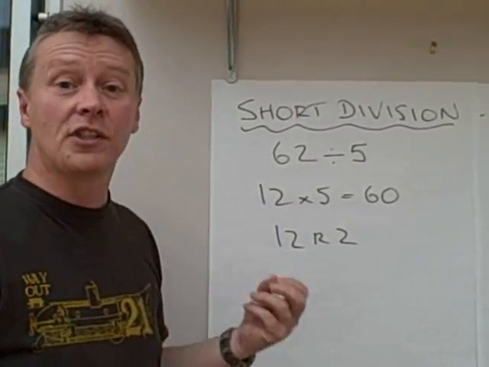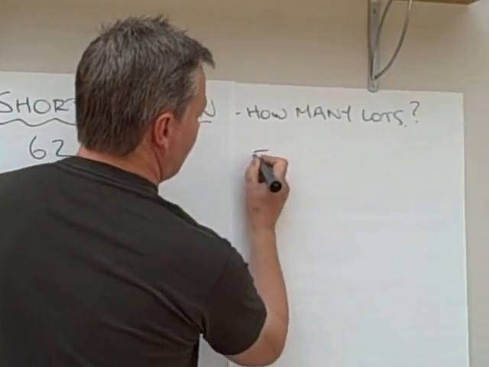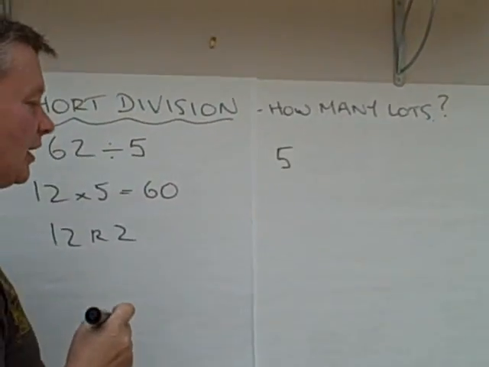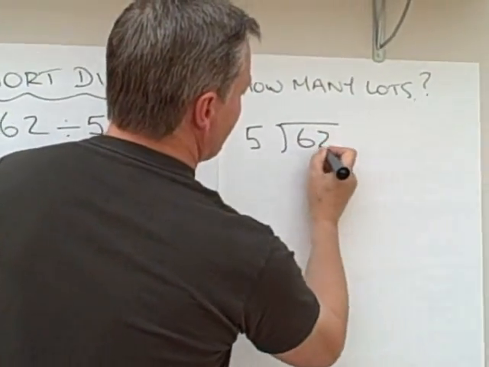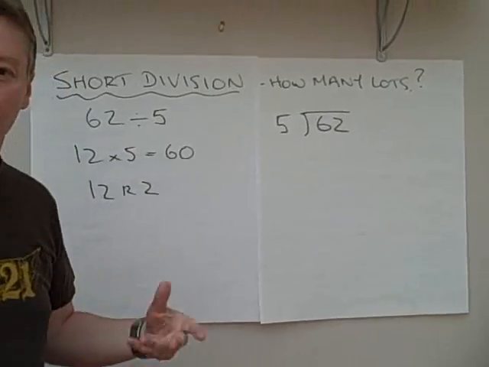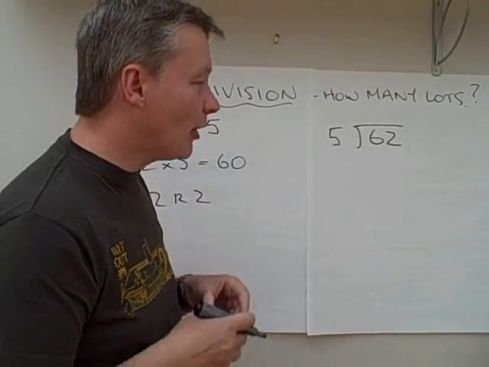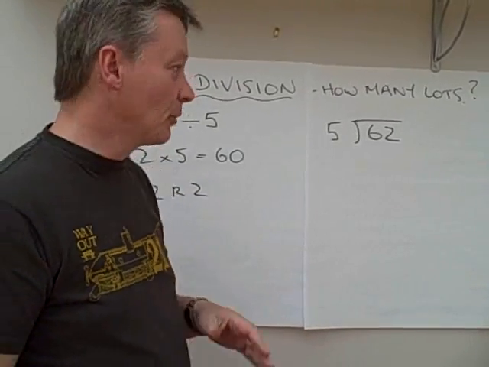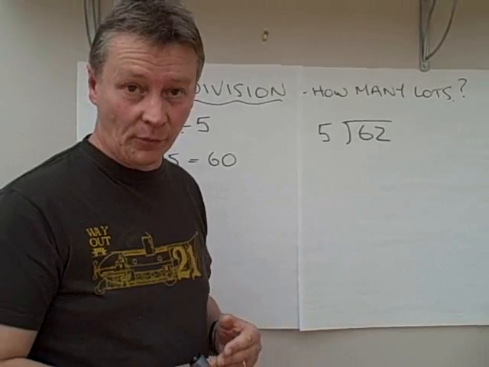The other way you can do it is to use a more formal method. And what that looks like is to write it out slightly differently as 5 into 62. And this is a division symbol that maybe some people have come across. Now once again, I'm going to break it down into little bits, and I'm going to use my finger or my hand to cover up numbers that I'm not going to work with.